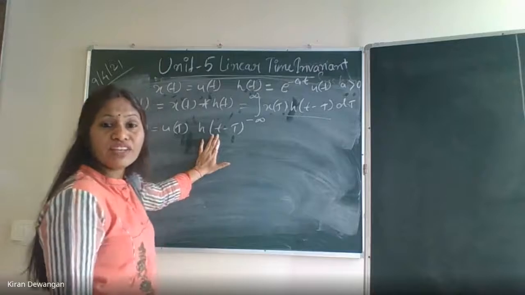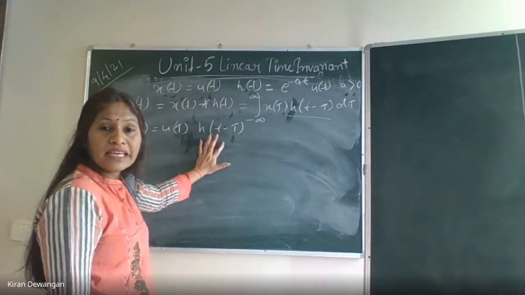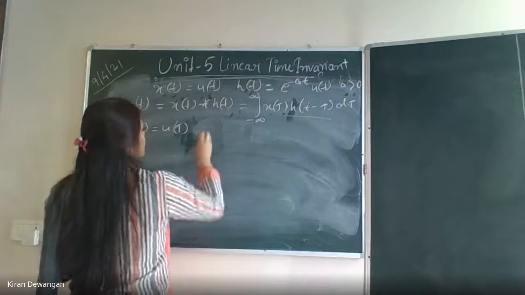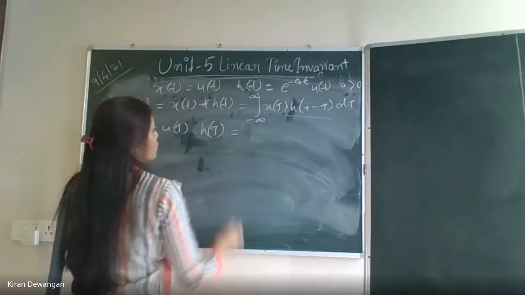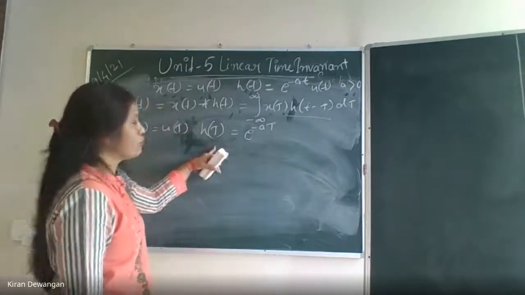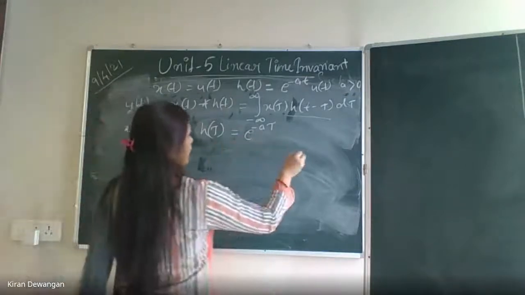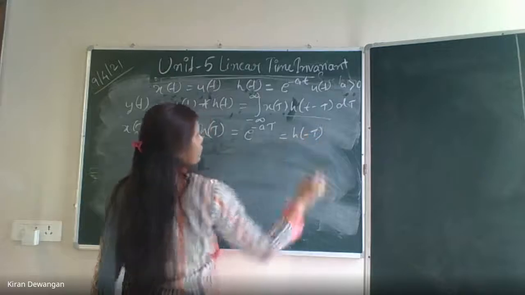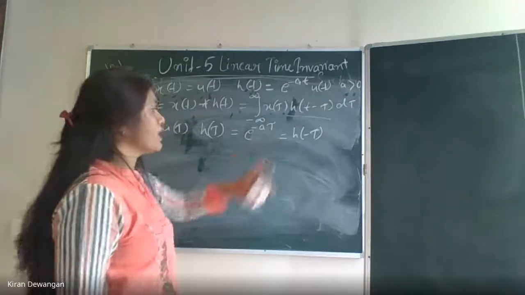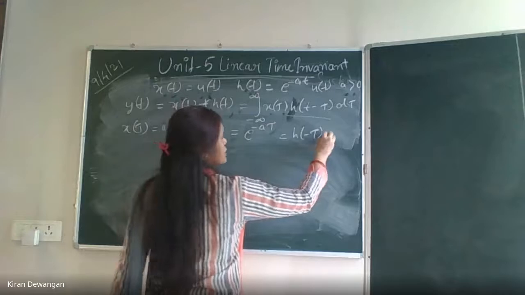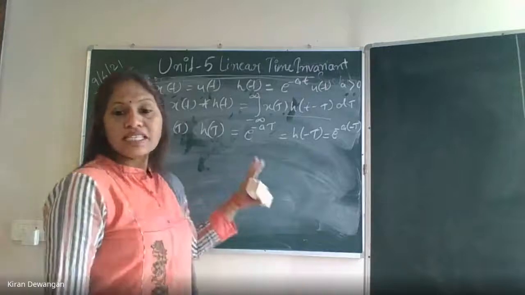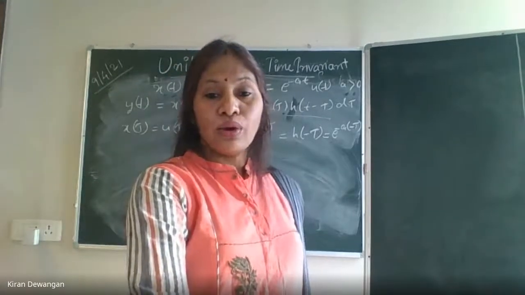So how can we write h of t minus tau now? First, let us write h of tau. h of tau will be e to the power minus a tau. And if I write h of minus tau, what will it be? Here this will be shifted. e to the power minus a minus tau. Right? Just tell me, students, reply fast.